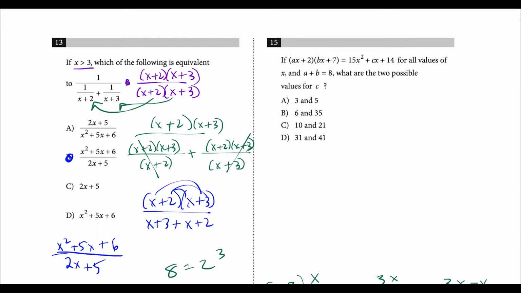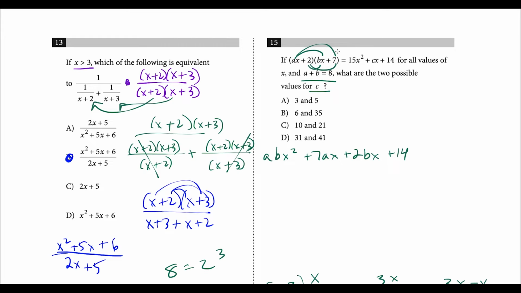Question 15, we have this equation, and we're told a plus b equals 8. What are the two possible values for c? So for this question here, we just have to start this by brute force. We're going to multiply. We have ax times bx is going to give us ab x squared. And then we multiply these two, we're going to have plus 7ax. And then after this, we have 2 times bx is plus 2bx. And then at the end, 2 times 7 is 14.